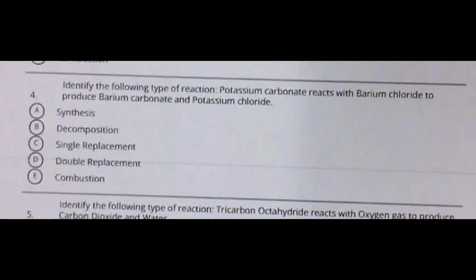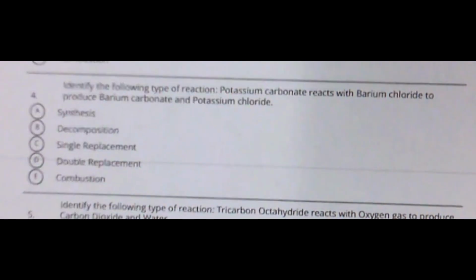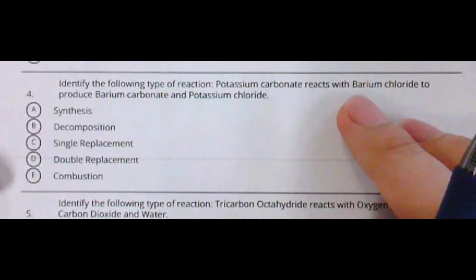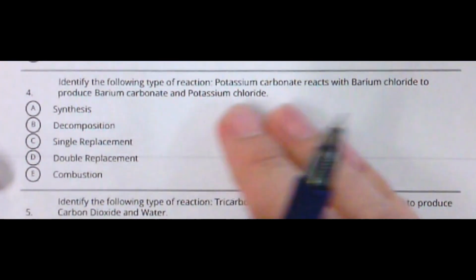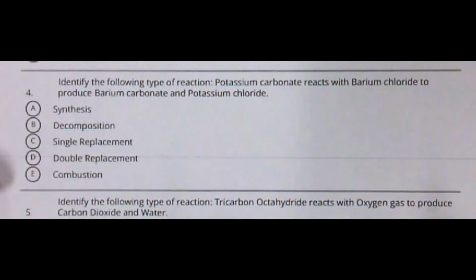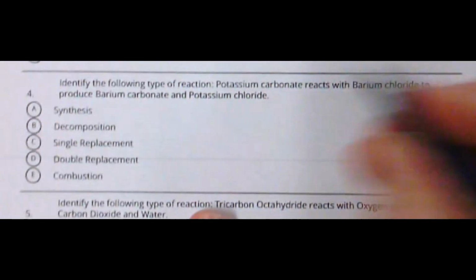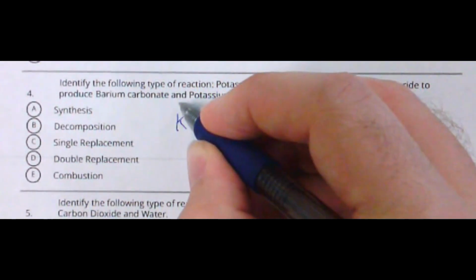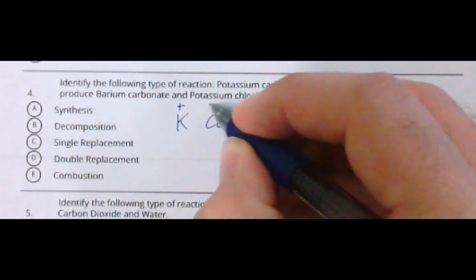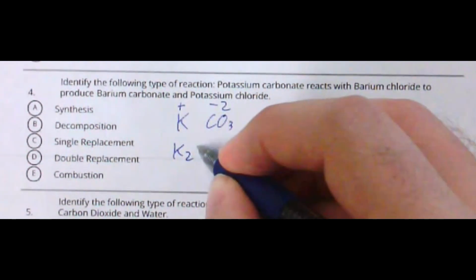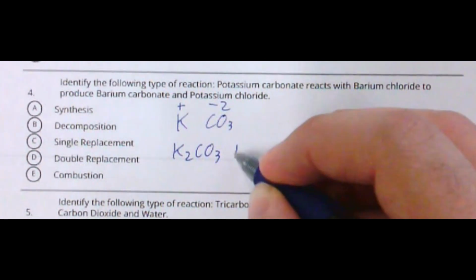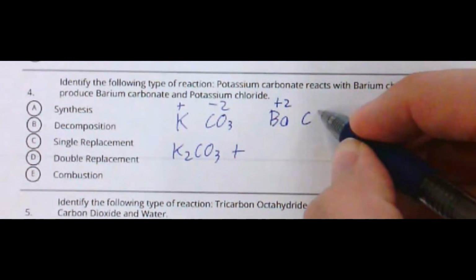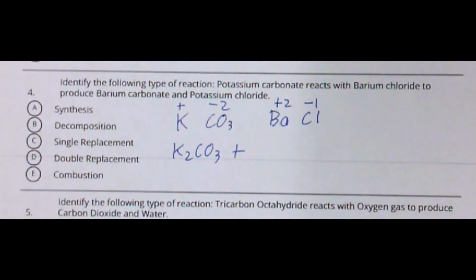All right, so this one I could go and tell you is a double. Wonder why? Look how long the whole description is. Potassium carbonate reacts with barium chloride to produce barium carbonate, potassium chloride. Double replacements are huge, but they're not really too bad to identify. Let's work it out anyway. Potassium carbonate, plus one, CO3, negative two, crisscross. Reacts with barium chloride, barium plus two, chlorine negative one. That should be instinct by now.